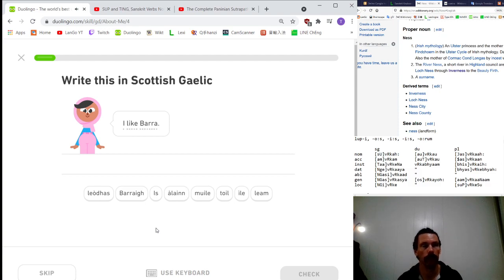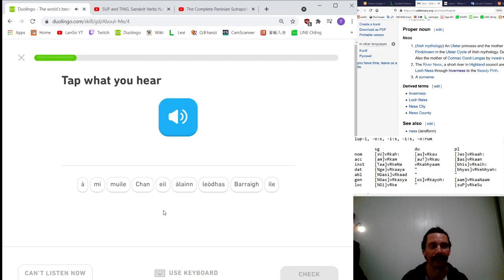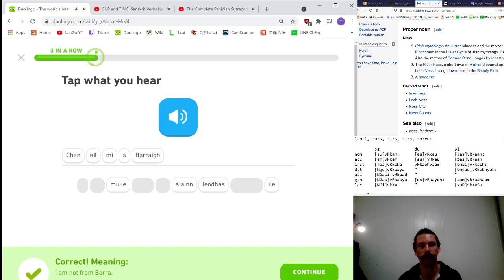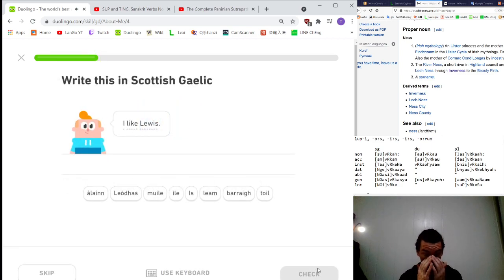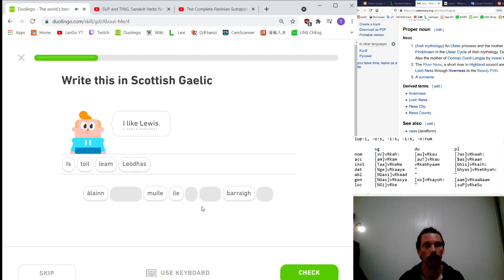I like Paraí. Is toil leam Paraí. JFK went to Scotland. Ich bin ein Edinburgher. Very nice. Is toil leam Paraí. Chan eil mi a Paraí. Is toil leam Leòdhas. Lewis. Lewis.